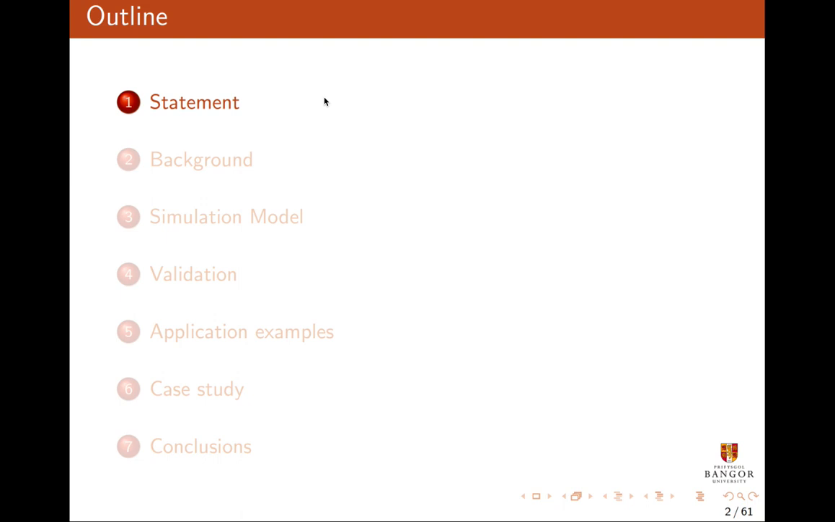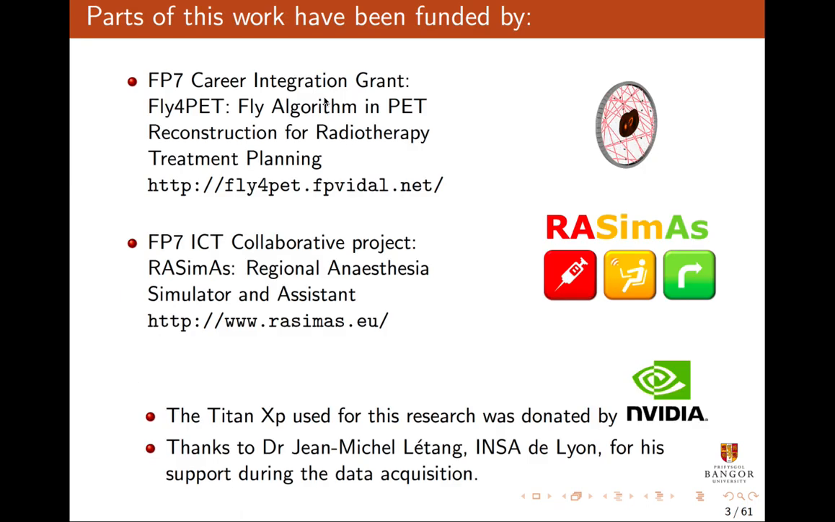First I'll start with some statements. Part of this project has been funded by a grant like SEPT, where I developed some stuff for positron emission tomography. And another part, a demo, has been partly written with funding from another FP7 project, RESIMUS. The graphics card that I used was donated by NVIDIA. NVIDIA has a scheme where they can donate some GPUs for research. And I thank Jean-Michel Létang from INSA for his support during the data acquisition. He was my MRes supervisor back in the day.